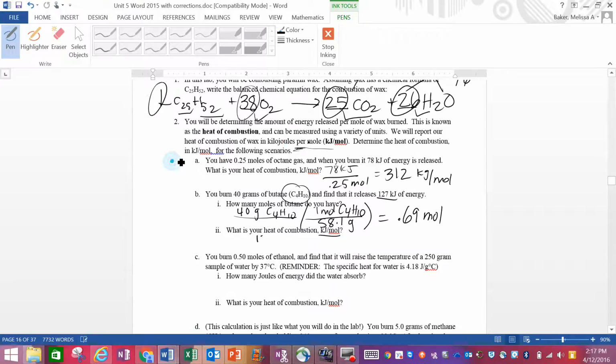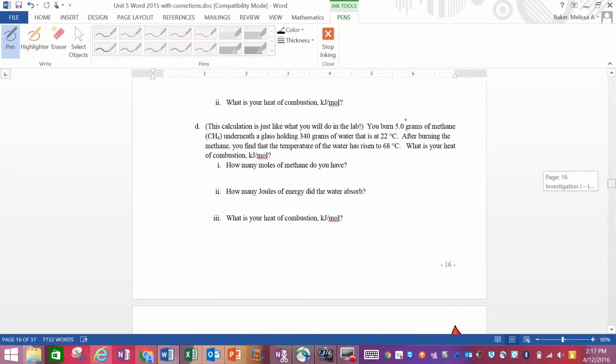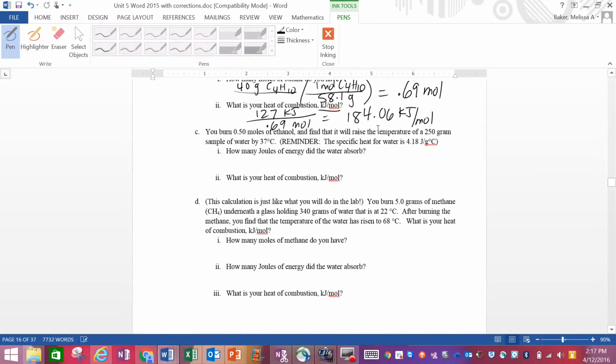So what's the heat of combustion? 127 kilojoules per 0.69 moles comes out to be 184.06 kilojoules per mole. It's kind of building these levels now. Letter C.